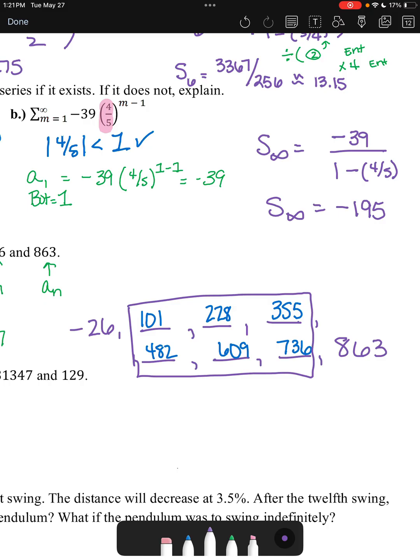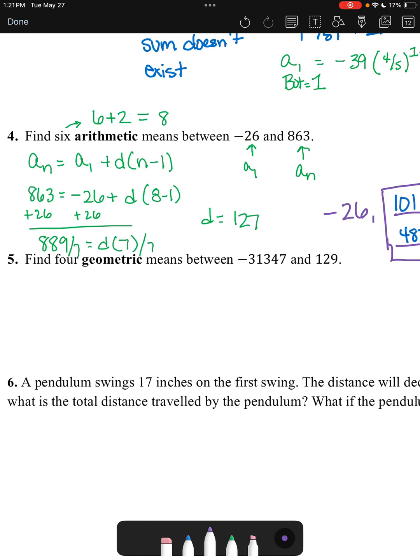Doing the same thing, geometric. So a sub n is 129 equals negative 3,1347 times r to the 6th, because I have 4, plus this term and this term, which gives me 6, minus 1. I'm going to divide by negative 3,1347 on both sides.